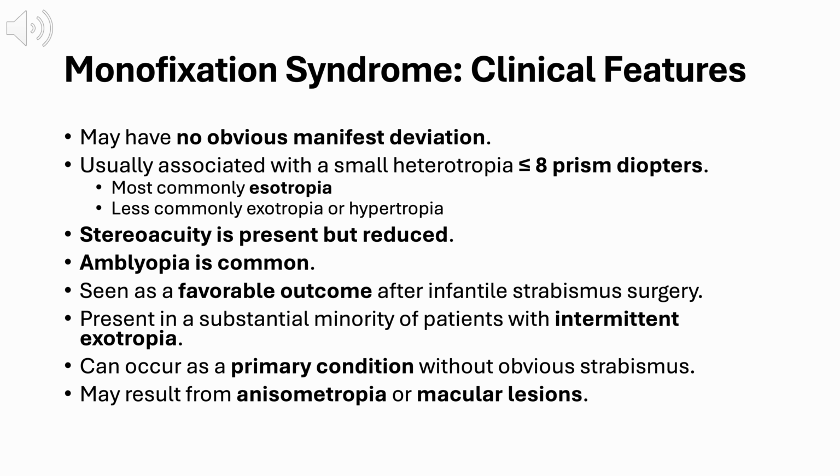Now let's talk about what monofixation syndrome actually looks like clinically. These patients may not have an obvious eye turn at all, or they may have a very small deviation, typically less than 8 prism diopters. When a deviation is present, it's most often an esotropia, though exotropia or even hypertropia can occur.